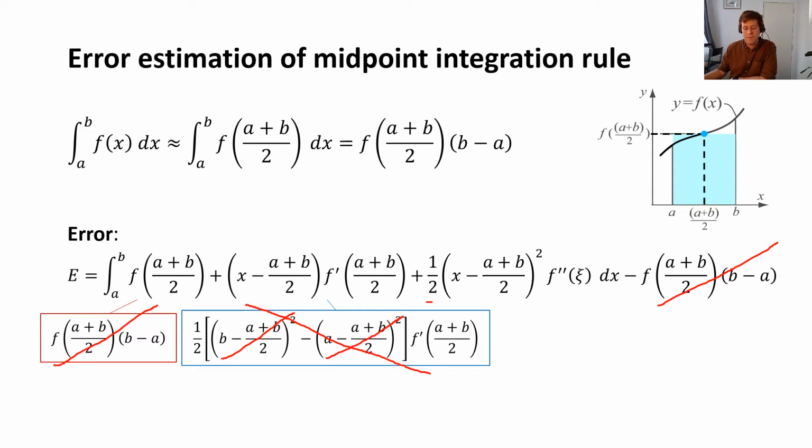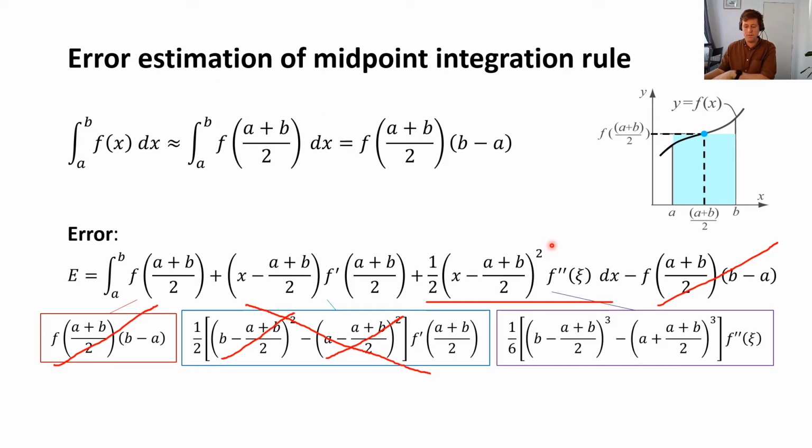So in the end, we are left with only this term over here. This term consists of 1/2 times the second derivative of f evaluated at some point between a and b. We don't know which point that is, but we know that it's not dependent on x. So this is a constant. So 1/2 f double prime, that's a constant. And then here we have x minus another constant squared.